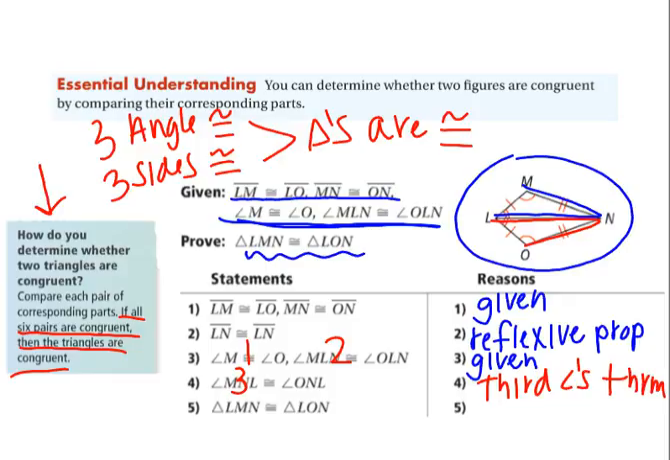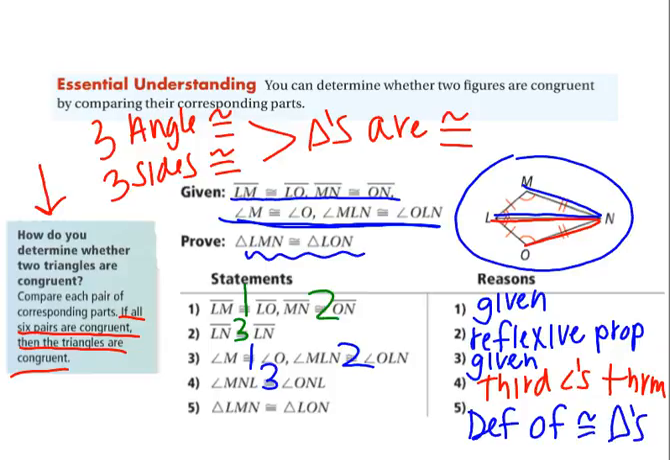So lastly, they say triangle LMN is congruent to triangle LON. Let's just go through and label our parts quick. Here's 1 side, 2 side, okay, 3 congruent sides. Go through the angles. 1, 2, 3. So I have all 6 parts congruent. So therefore, I can say my triangles are congruent. And we just say definition of congruent triangles.